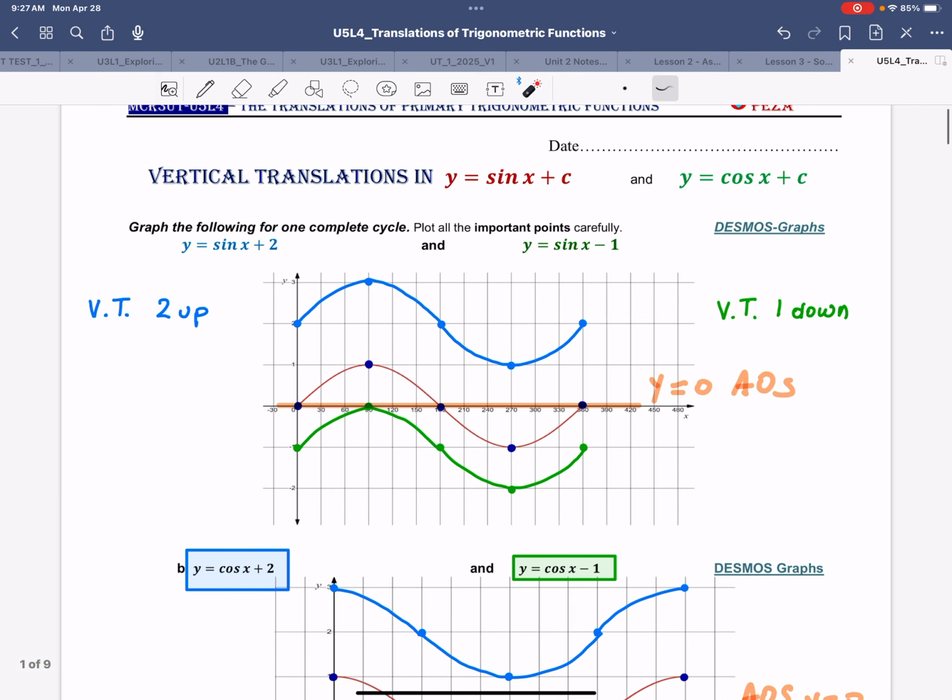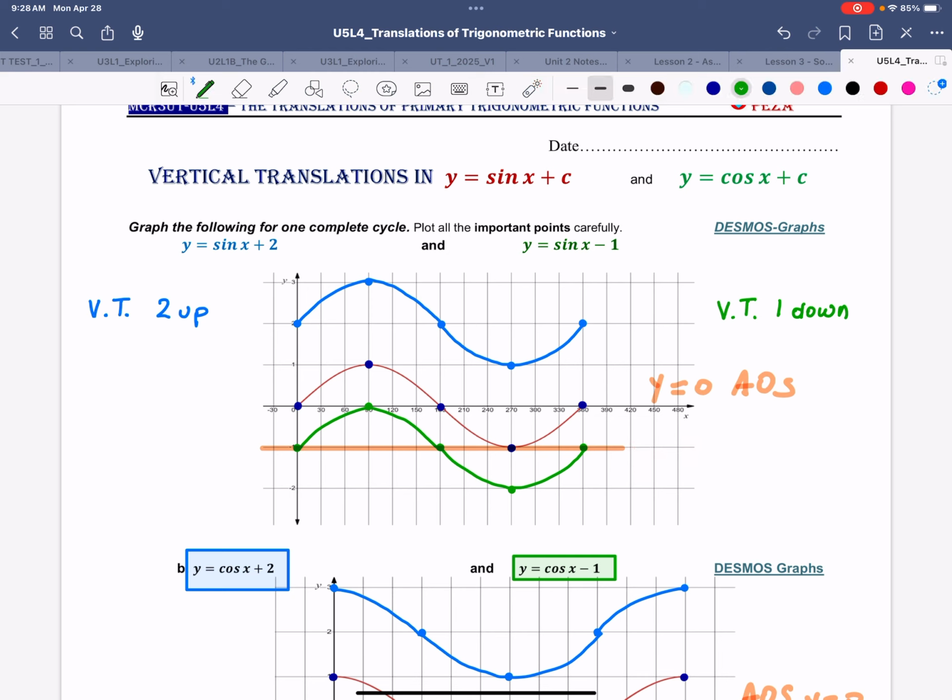So when you look at the transformations, when we add a 2 to the function, then the axis of symmetry, as you can see, has moved from y equals 0 to y equals 2. And I'm just going to bring this one a little bit higher. You can see that the axis of symmetry has moved to y equals 2. And that is equal to the vertical translation. In a similar way, we can discuss the axis of symmetry for the second function, sine of x minus 1. So you see that the axis of symmetry has moved with the function, and it has been brought down to y equals negative 1.